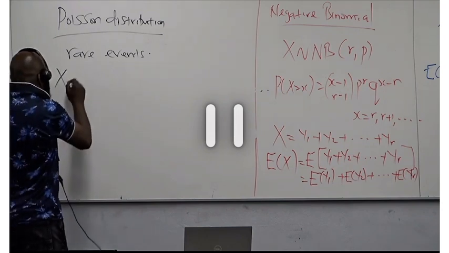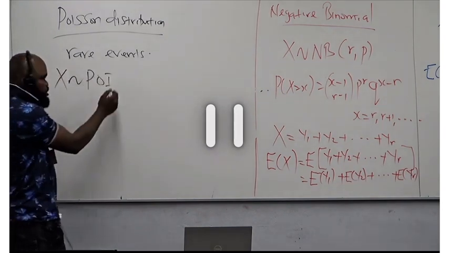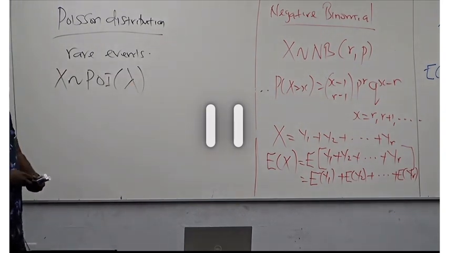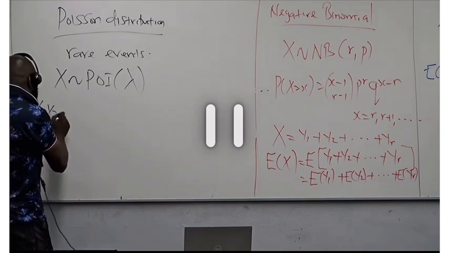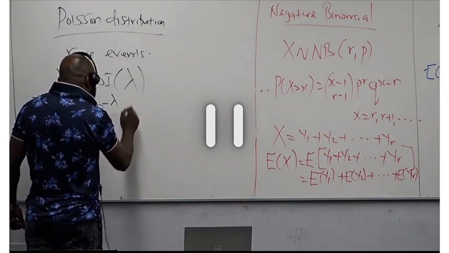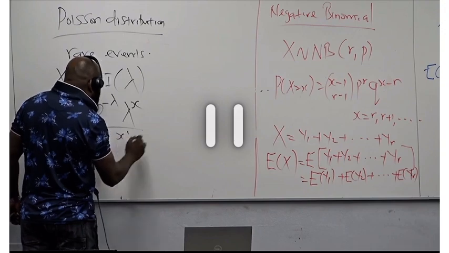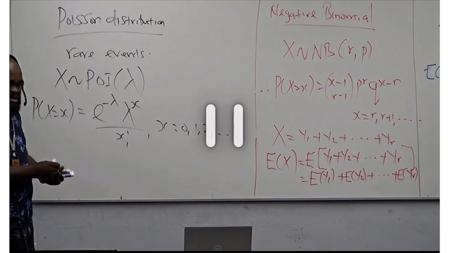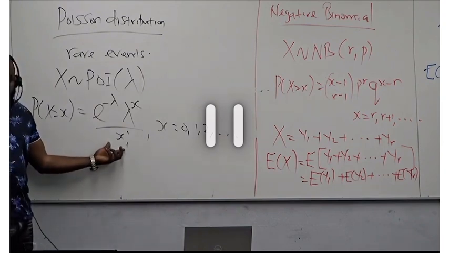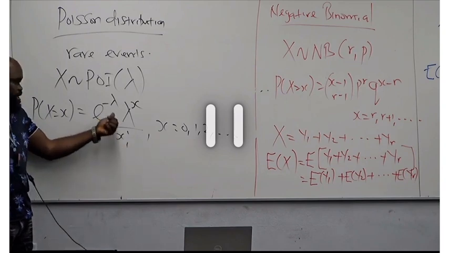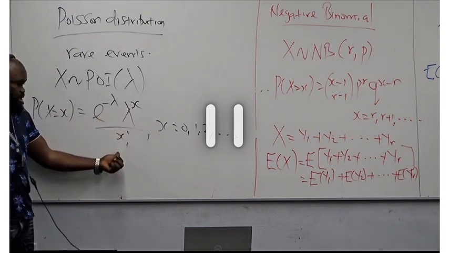We say X follows Poisson with parameter lambda. The parameter for the Poisson is lambda, which is the incidence rate. The probability mass function is e raised to the power minus lambda, times lambda raised to the power x, over x factorial, for x equal to 0, 1, 2, up to infinity. Now let's take a look at what I have here. This is the probability mass function for the Poisson distribution.